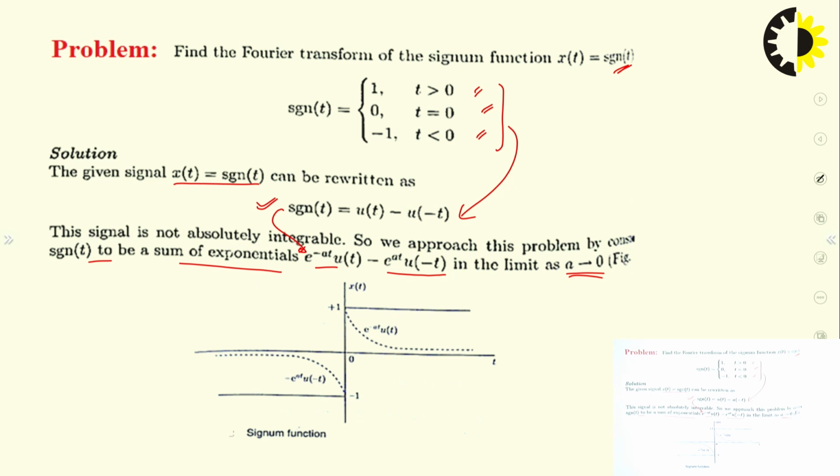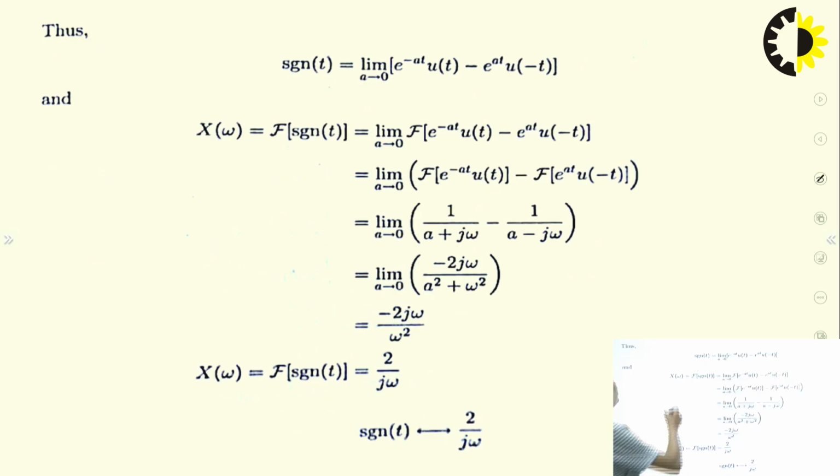You can also see this is the signum function, and this is the function that we have assumed, and if you put the limit a tends to 0, this is nothing but this function. That's why we have written signum t is the limit a tends to 0 of e to the power minus at u(t) minus e to the power at u(minus t).